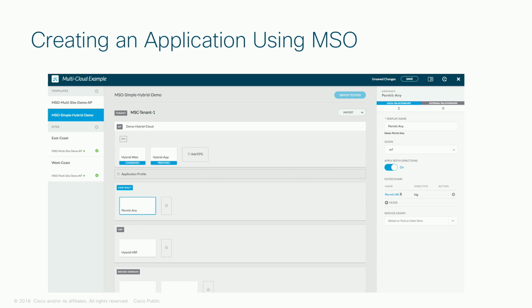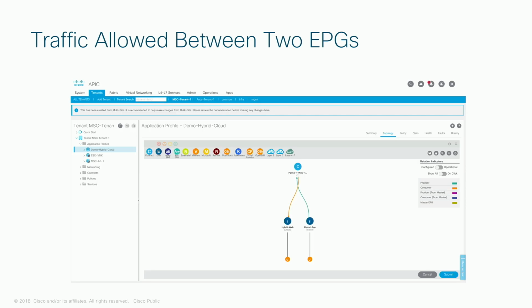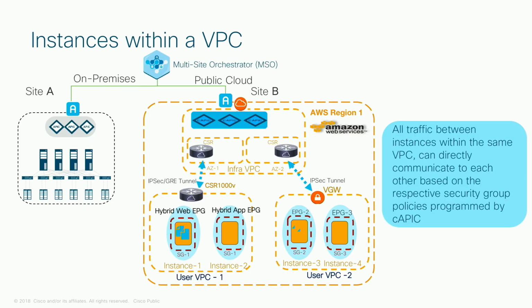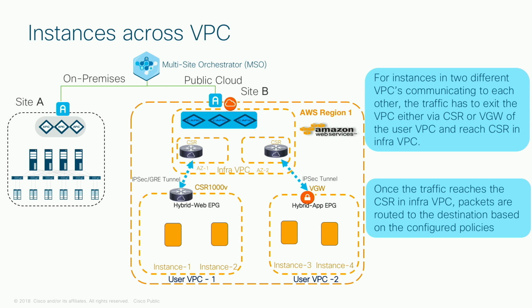You create two EPGs and you connect them together. When you deploy them on-prem, it's going to look cloud, hybrid web, contract to hybrid app, right? On AWS, if the instances happen to be in the same VPC, we'll program the policy so that they can talk to each other in the same VPC, right? AWS is a whitelist model. Now, if the instances are across multiple VPCs, we will program the routing and the security so that the communication happens automatically. You don't have to worry about that anymore.